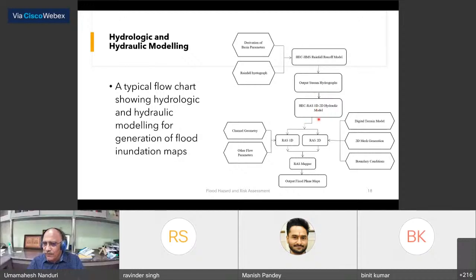HEC-RAS 1D, 2D model. Okay, 1D actually does the flow routing in the channel, the river itself. So you need to know the channel geometry, the river geometry, and other flow parameters, like for example, the riverbed elevation of the channel and such things.